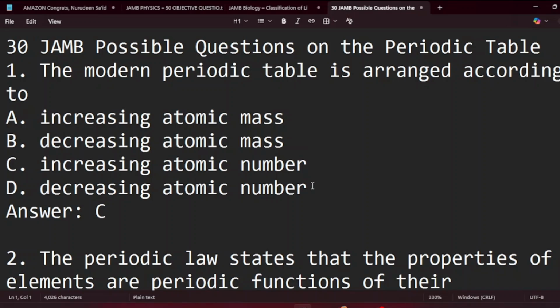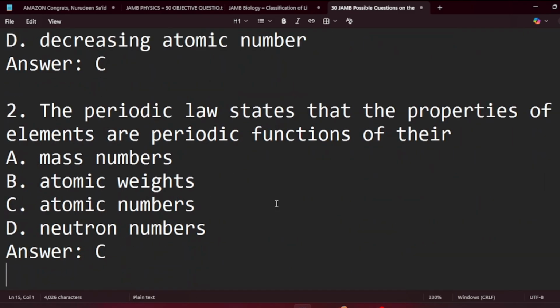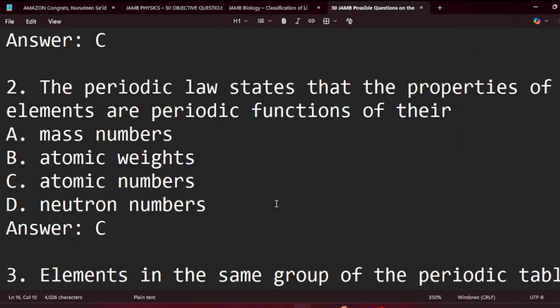The answer is C, which is increasing atomic number. Question number 2. The periodic law says that the properties of elements are the periodic functions of their A. Mass number, B. Atomic weights, C. Atomic numbers, D. Neutron numbers. The answer is C, which is atomic numbers.